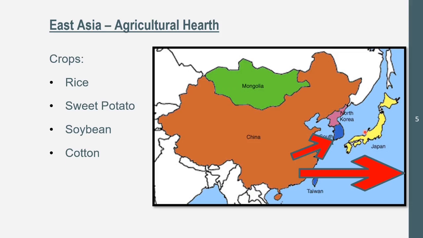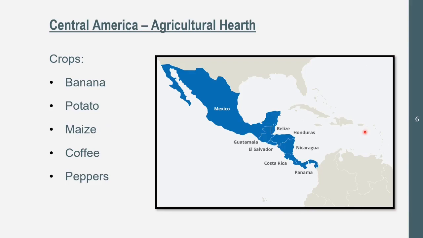Now, another agricultural hearth that's in South America, Central America, is the agricultural hearth in Central America. It has banana, potato, maize, which is kind of like corn, coffee, and peppers. All 5 of these, I put 5 of these, I put 4 on the other ones. These 5, just know these. Please, for the love of God, know these. And compare and contrast these crops grown in these different agricultural hearths.